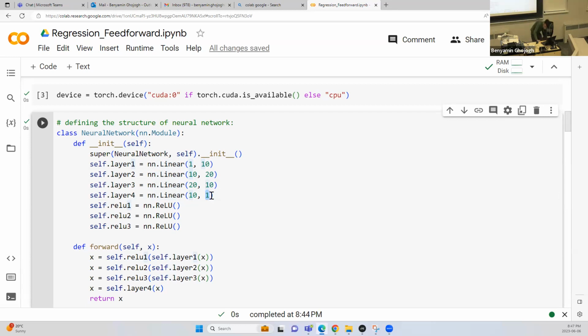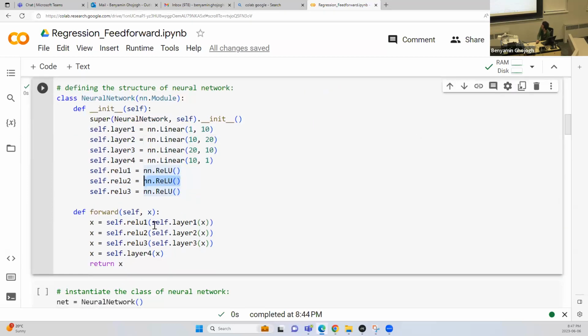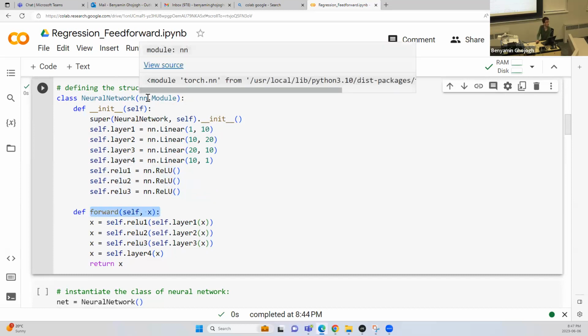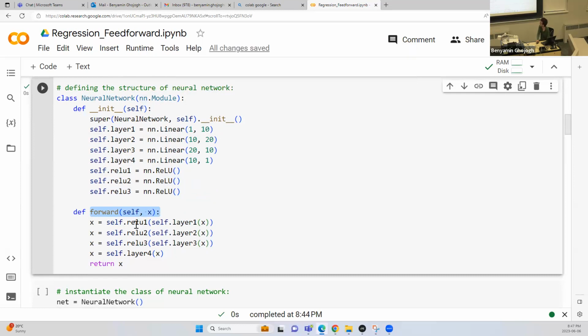Then I also define ReLU activation functions, which we talked about. Do you remember? We talked about ReLU1, ReLU2, ReLU3. They are all instances of the ReLU class. As you see, each of these layers are objects of Linear, and each of these are objects of the ReLU class. Now I have a forward method inside the nn.Module. What is that? It shows the structure of the neural network.